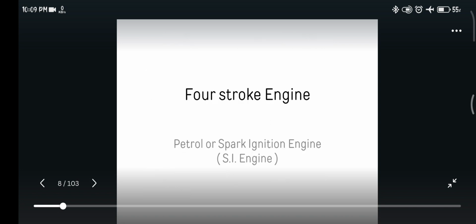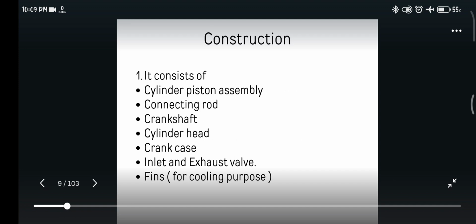First, four stroke engine: petrol or spark ignition engine, that is SI engine. Construction detail: it consists of cylinder, piston assembly, connecting rod, crankshaft, cylinder head, crankcase, inlet and exhaust valve, and fins for cooling purpose only.